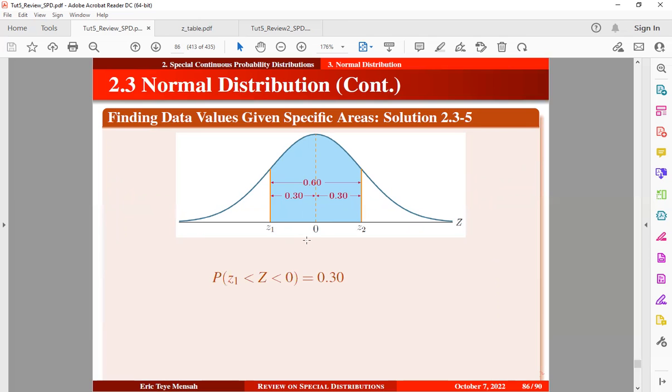We know that the area between 0 and z1 is 30%. That's the expression that we have here, and this can be expressed in this form. Once you make this the subject, you obtain this. Once you read this from the table, you obtain that. Once you do the subtraction, you obtain this. To find z1, take the inverse. You know how to read from the inverse of the standard normal. So this is equal to that.